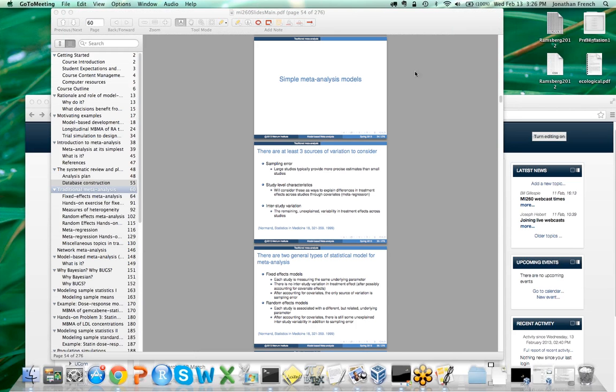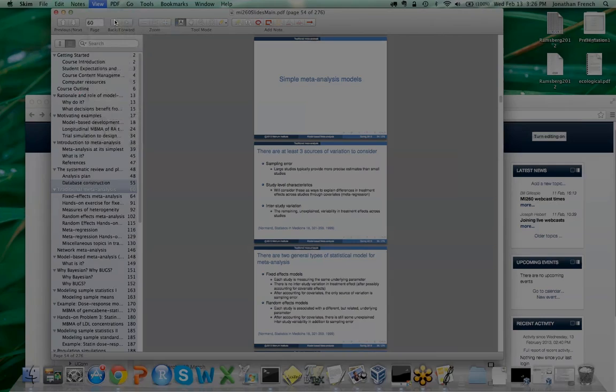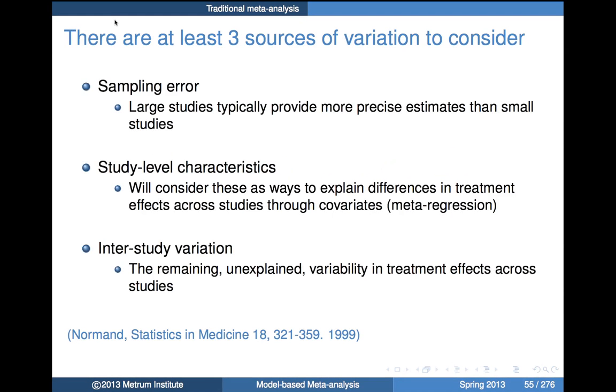We will then go ahead and turn next to this notion of simple traditional meta-analyses. So when we're thinking about a meta-analysis, we really need to think about three potential sources of variation. At the simplest level, we have the sampling error. At the next level, we have some within study or study level characteristics that'll give us some variability, as well as any additional between study variation.